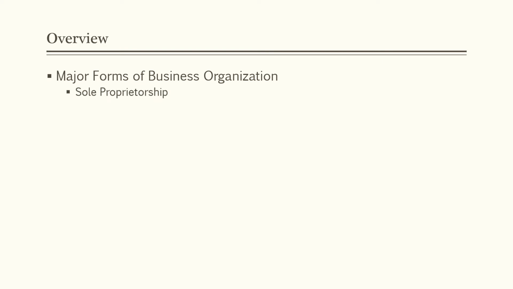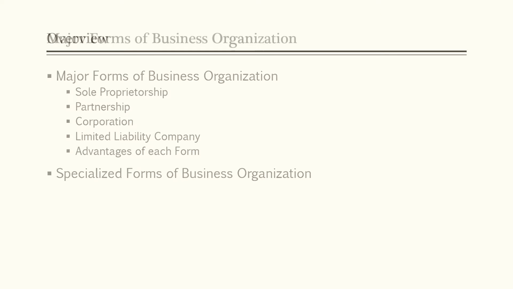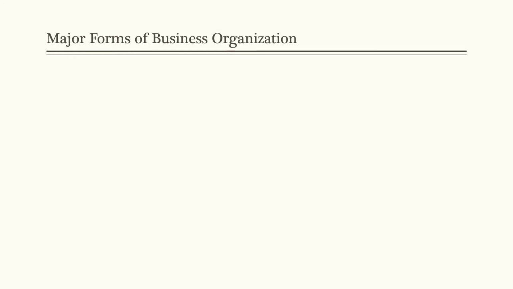In this lesson, we're going to cover two major topics. The first are the major forms of business organization, which are sole proprietorships, partnerships, corporations, limited liability companies, and the advantages of each form. Then we will cover some specialized forms of business organization. We will begin with the major forms of business organization.